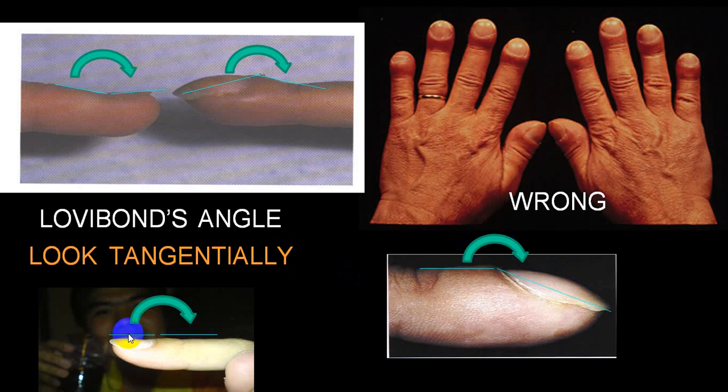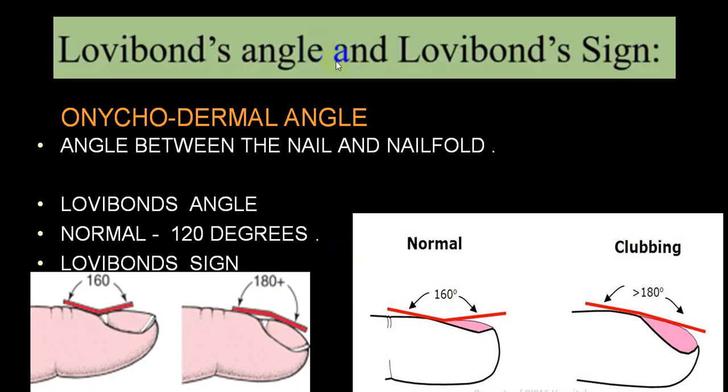Here you can see that it is straight, so it is less than 180 degrees, so then it is not clubbing. So look tangentially, this will be an angle less than 180 degrees, basically less than 160 degrees. So Lovibond angle or Lovibond sign more than 180 degrees, or 180 degrees or more, is considered as clubbing. Normal is less than 160.